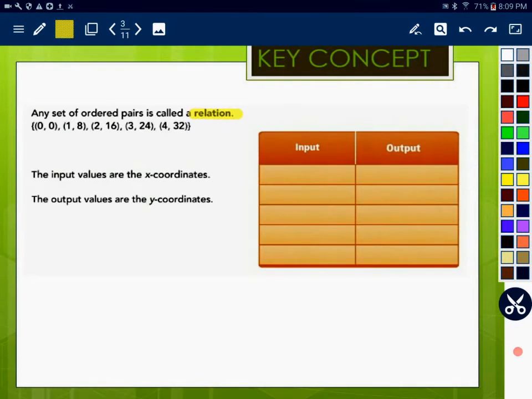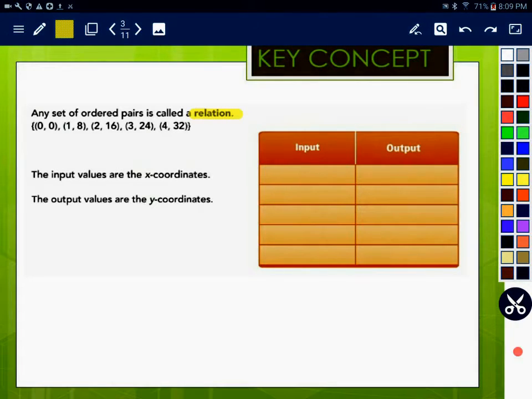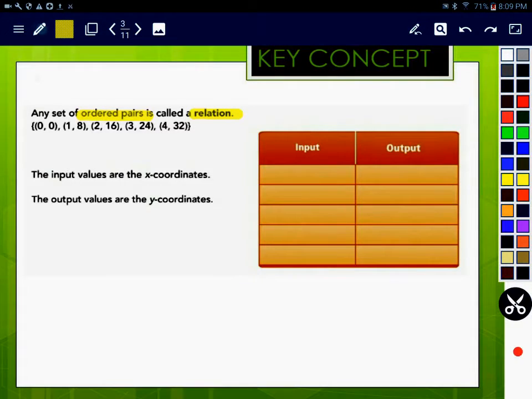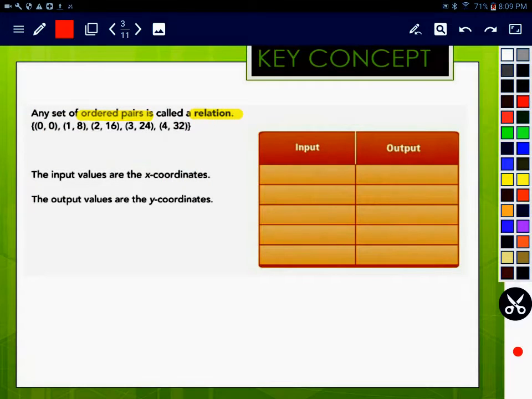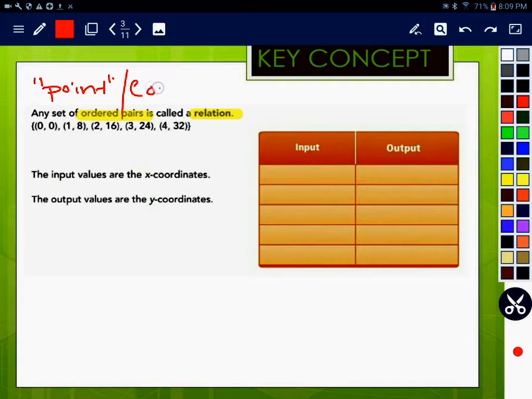A relation is any set of ordered pairs. I'm going to highlight that word ordered pairs as well, and I'm going to put some synonyms next to it. Okay, an ordered pair is the same thing as saying point or coordinate. Okay, or even coordinate pair. So anytime you have a list of points, that is a relation.